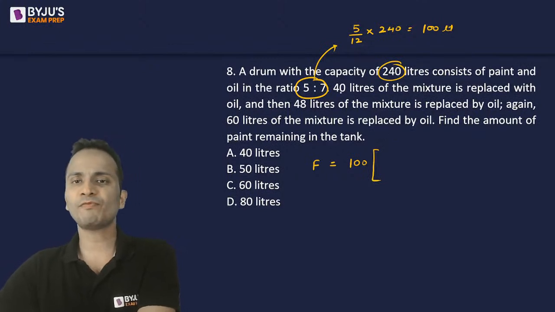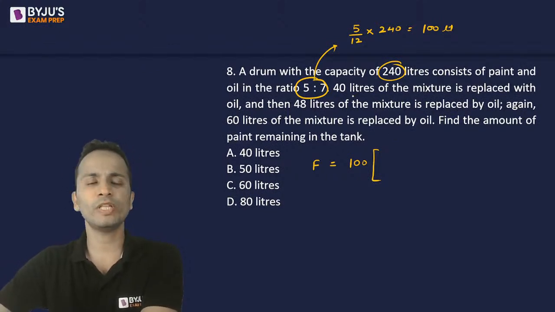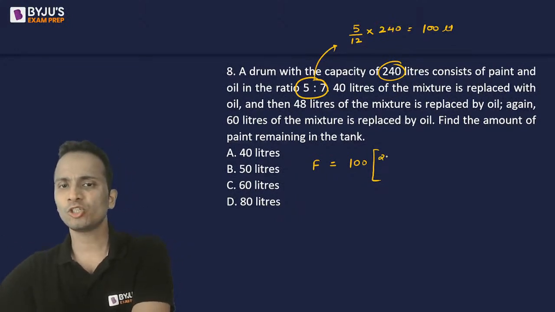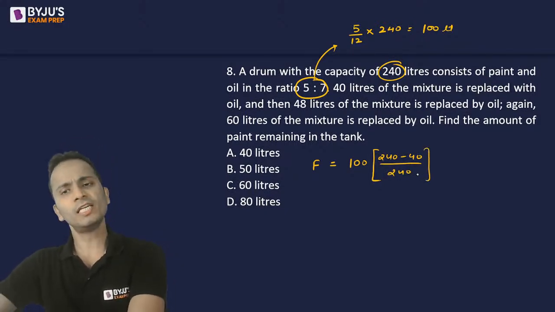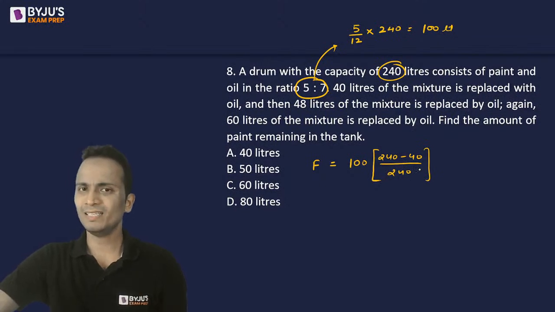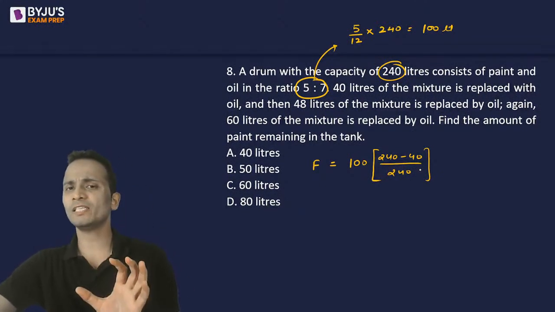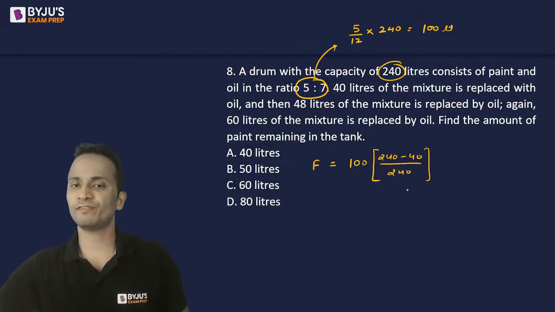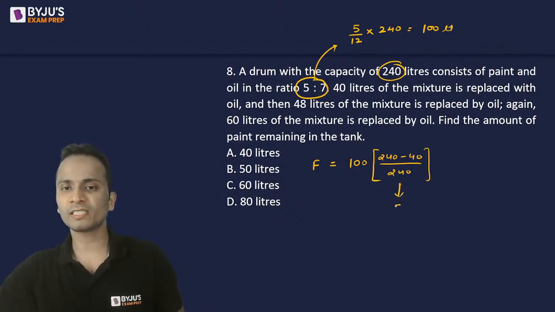Now in the first step, 40 liters is replaced with oil. So out of 240 liters, I have removed 40 liters. So it will be written as (240 minus 40) divided by 240. If 40 liters is removed out of 240, that means 1/6 is removed and 5/6 is left. So if you simplify this, you will get 5/6.